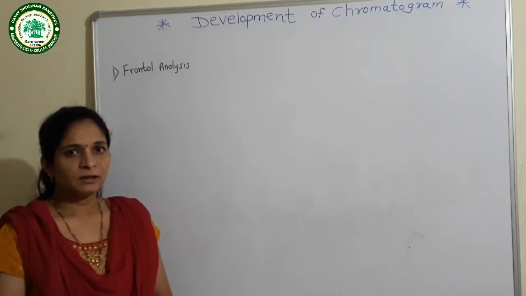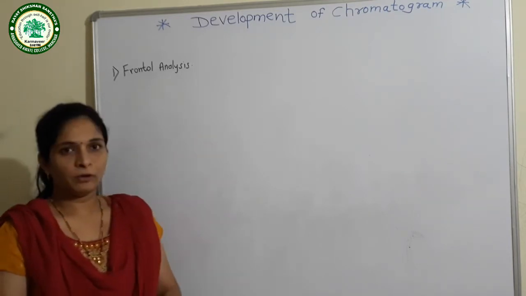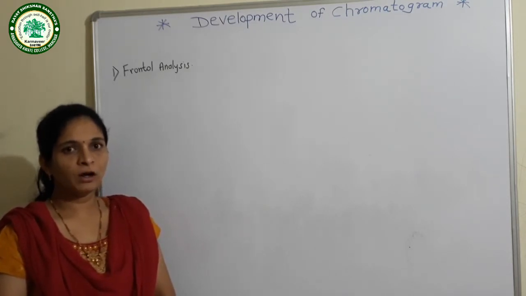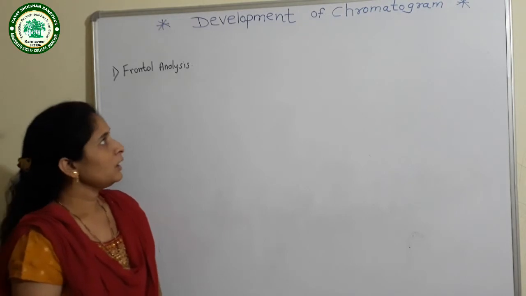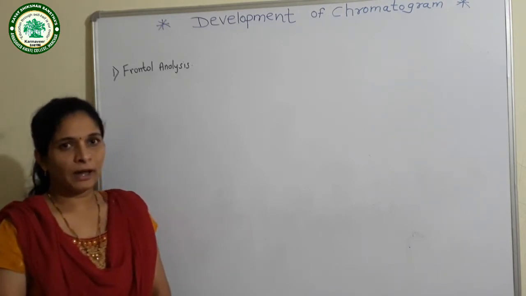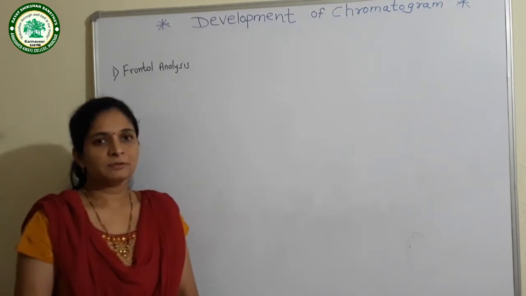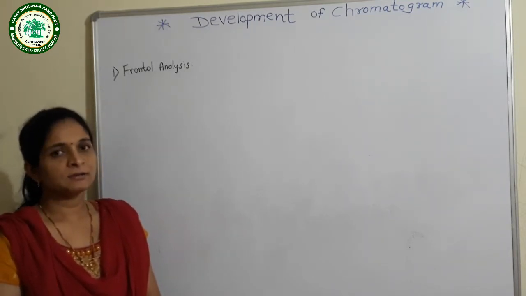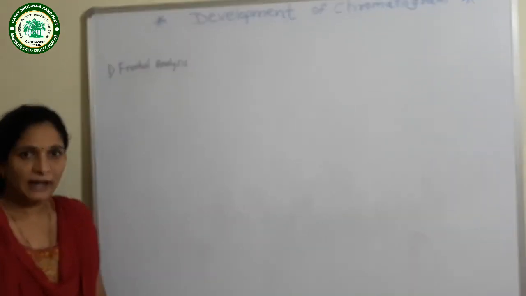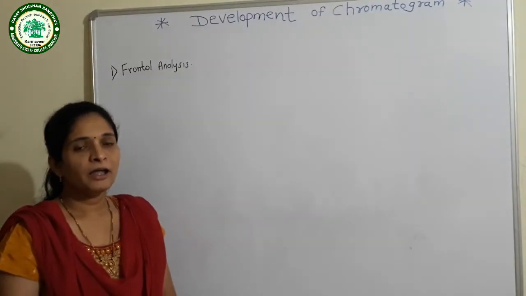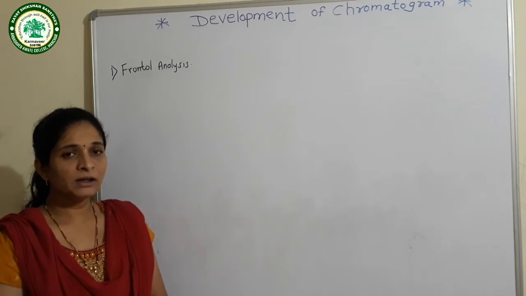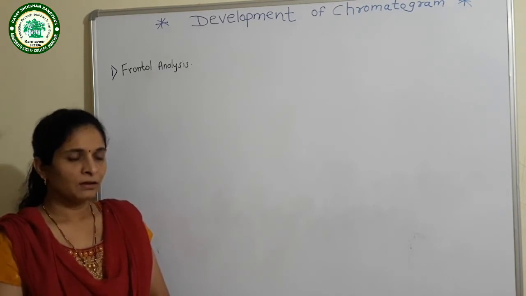Today we will see the development of chromatogram. In yesterday's lecture we have seen the overview of chromatography. Now in this development of chromatogram there are three types of analysis. First is the frontal analysis, second is the displacement analysis, and third is the elution analysis. Firstly, we will start with the frontal analysis. Now, what is the frontal analysis?